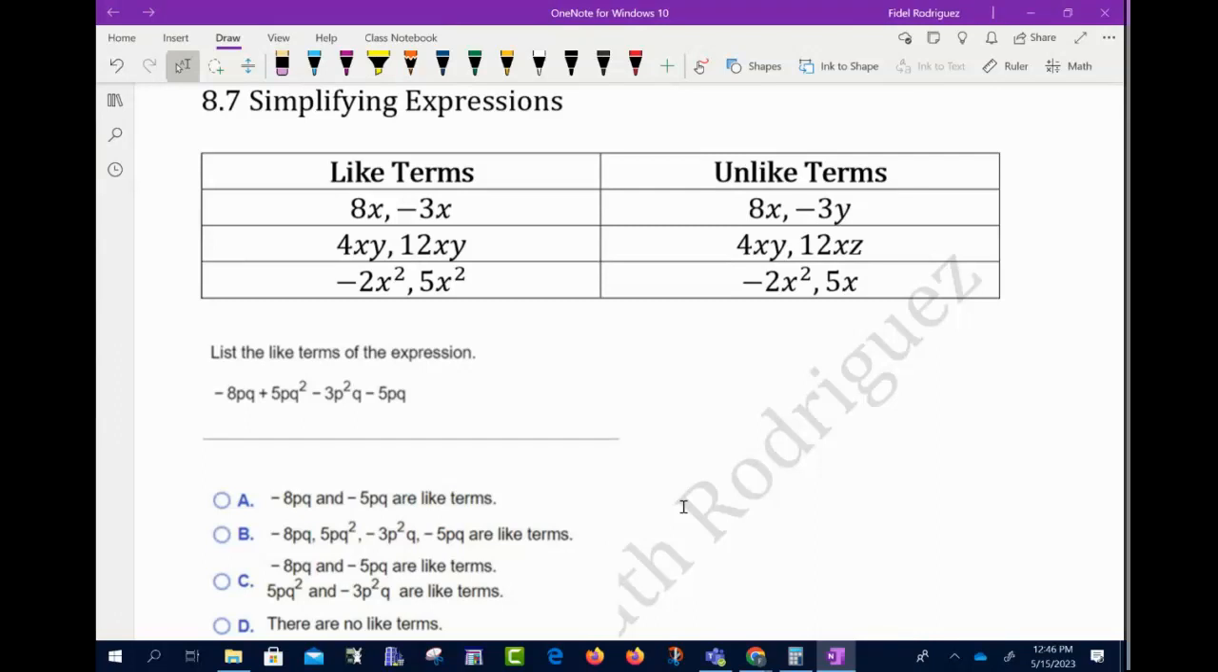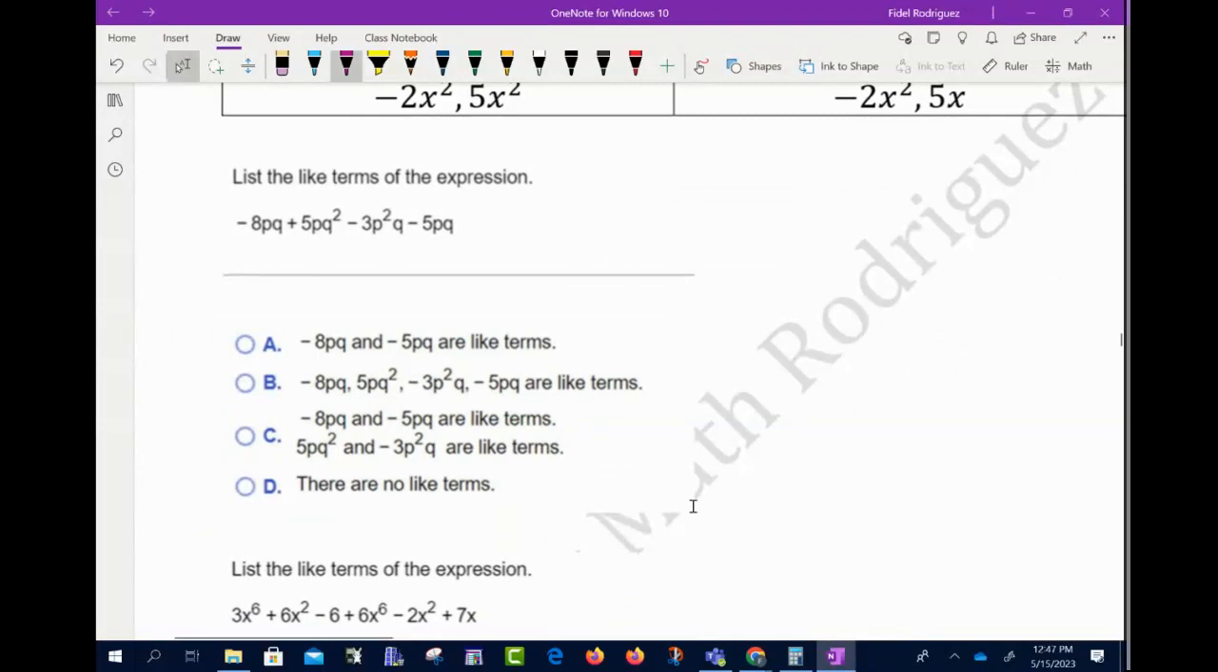Okay. All we want to do for this first problem, y'all, list the like terms. The terms, y'all, mean each of the individual pieces, right? Okay, so look, I want to ask you a question. If I look at this piece right here, what letters do I have there? PQ. Do I have any other PQs? This one right here. Those are like terms, okay? So let's see which ones are like terms. Well, 8 PQ and negative 5 PQ, right? Those are like terms.